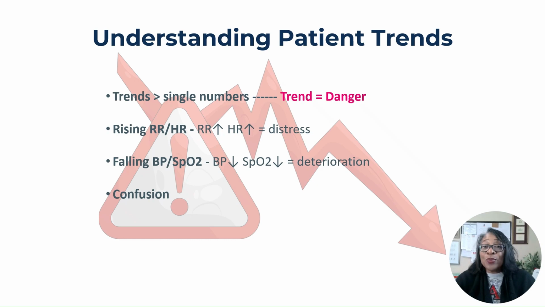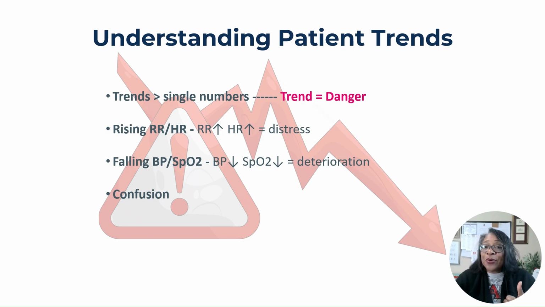Respiratory rate. It was 18, then it went to 24, then it went to 30. It's rising. That's a problem. Your SpO2, your oxygenation, it was 96%, then it went to 92%, then it went to 88%. It's falling. That's a problem. So, what does the trend tell you? The patient is getting worse, even if the number is still technically normal, but it's getting worse, okay?